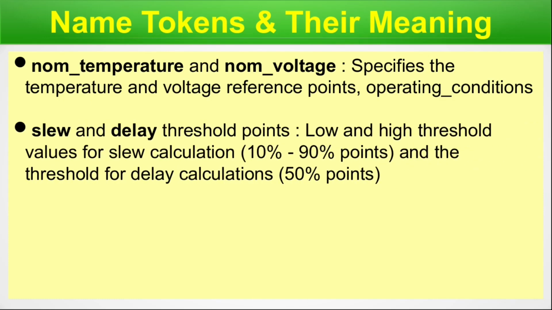Slew and delay threshold points. Low and high threshold values for slew calculation, 10% to 90%, and the threshold for delay calculation, that is 50%. I have pictorially made these things clear in previous episodes. These name tokens will be there in the .lib file to specify these 10-90 or 20-80 thresholds, and the delay threshold will be 50%.